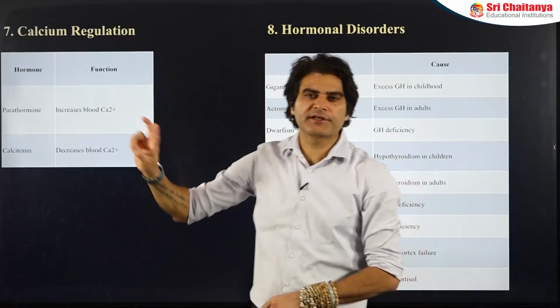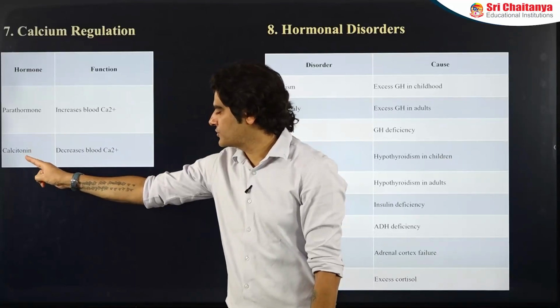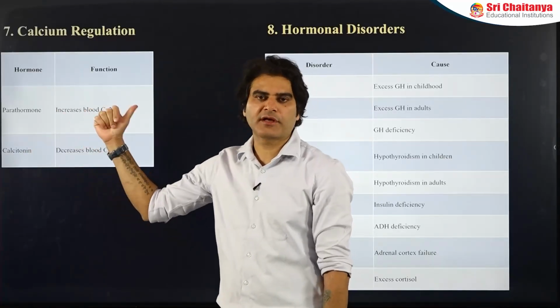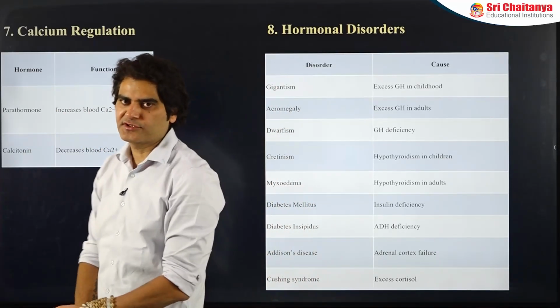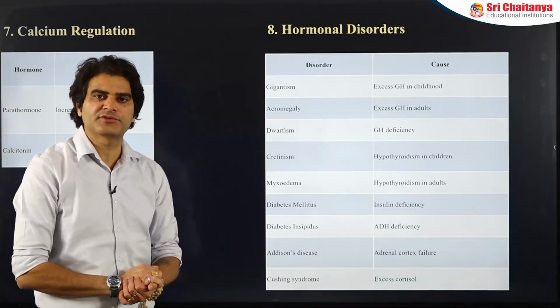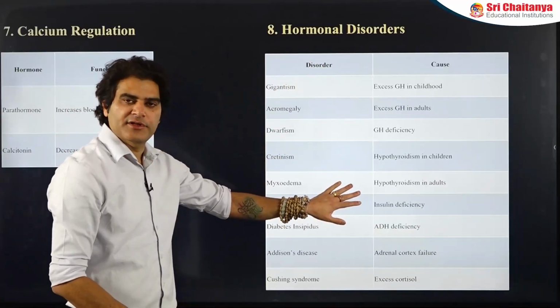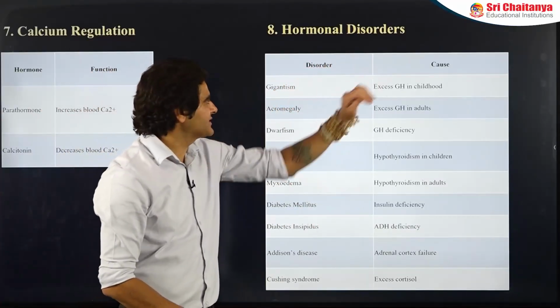Next important, calcium regulation. Calcium regulation in the body is done by 2 antagonistic hormones, parathormone and calcitonin. Calcitonin is hypocalcemic, parathormone is hypercalcemic. So deficiency of parathormone is related to parathyroid tetany, excess of parathormone is related to osteoporosis. This is one table that you can refer to with respect to disorders and their causes.